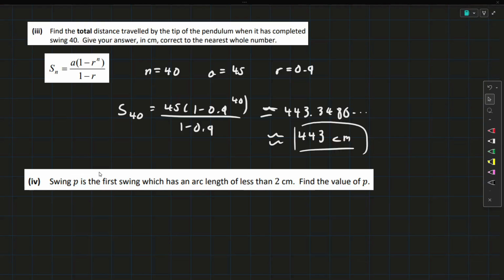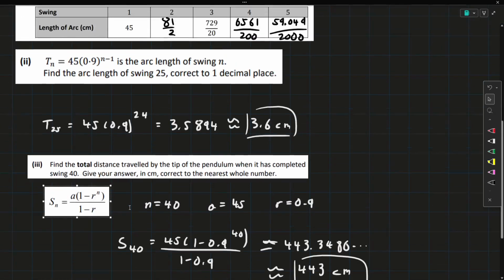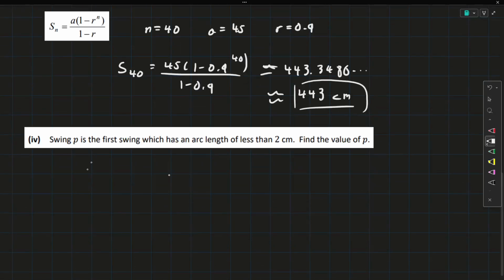Then we're told that swing P is the first swing where the arc length is less than 2. What's the value of P? So we're not looking at adding them all up anymore. We're just looking at this formula. So basically, we'll have 45 times 0.9 to the power of n minus 1. We want to see when is that equal to 2. It says less than 2, but we can find it equal to 2 and then do a little bit of reasoning. So divide both sides by 45. We'll get 0.9 to the n minus 1 will be equal to 2 over 45.